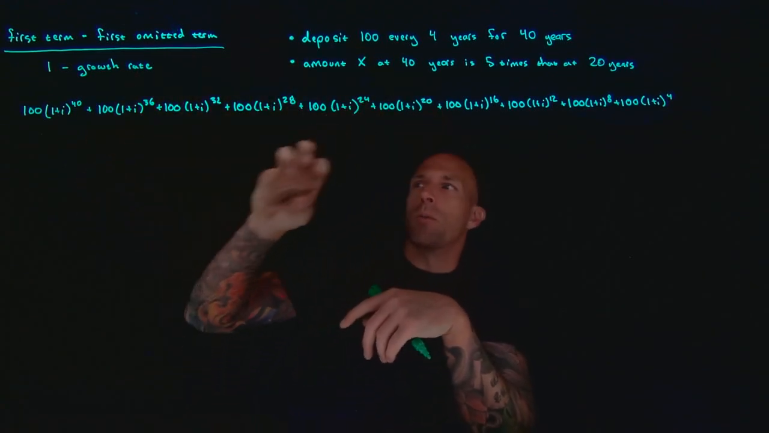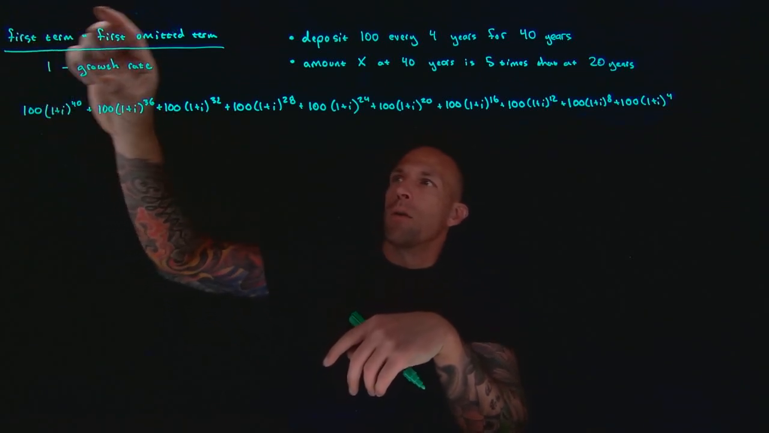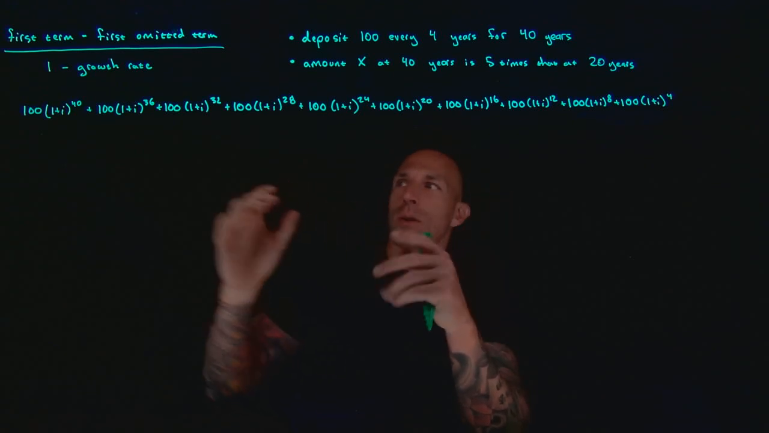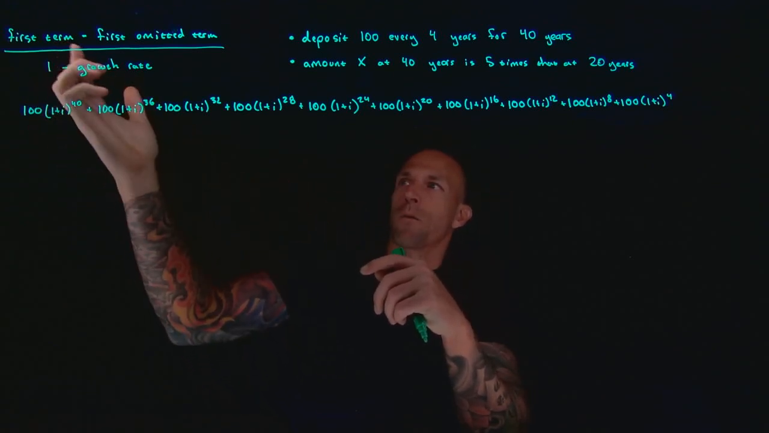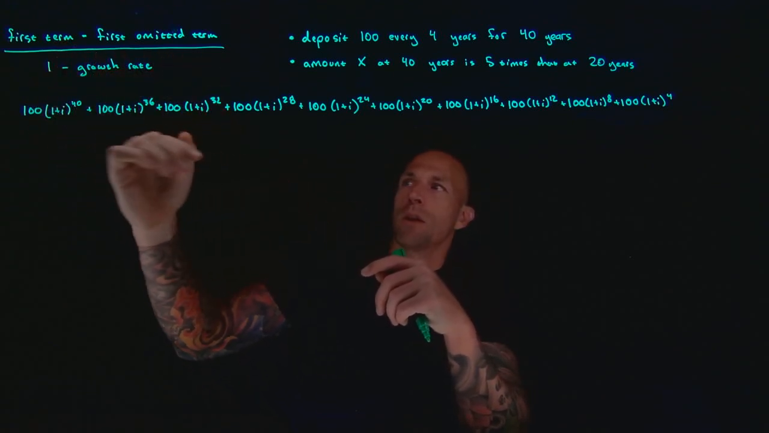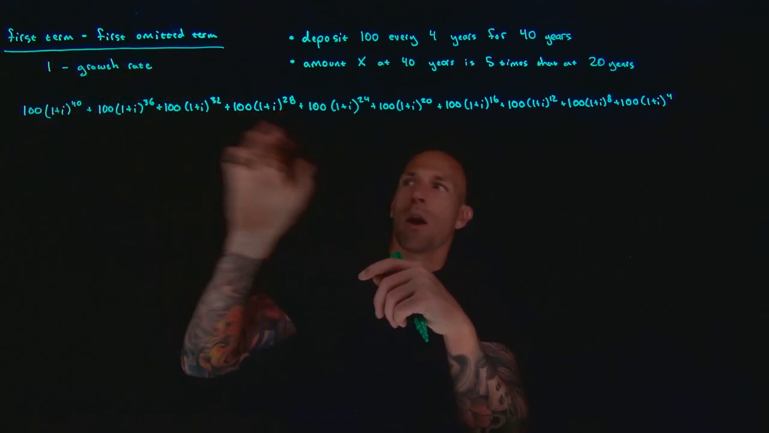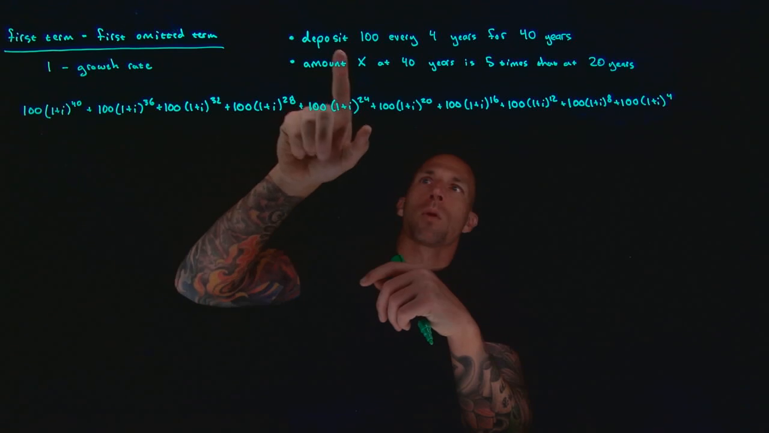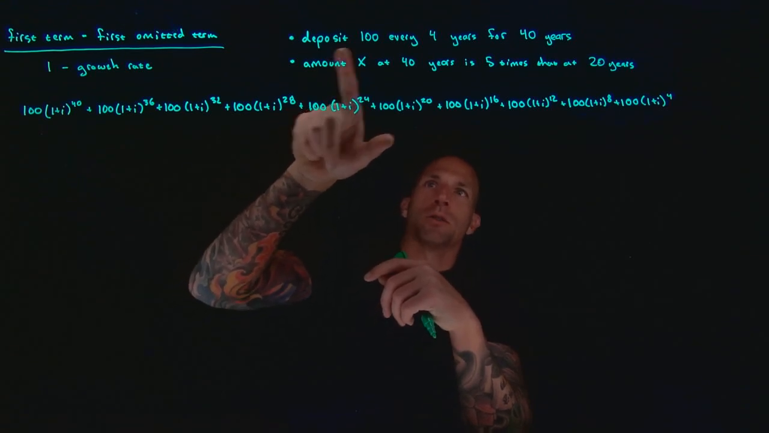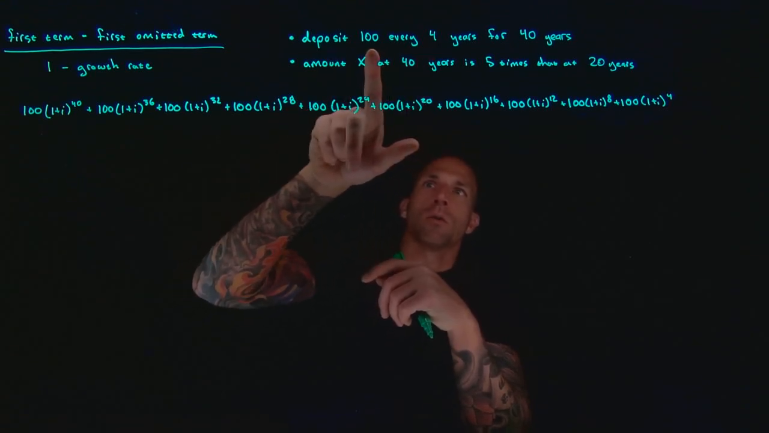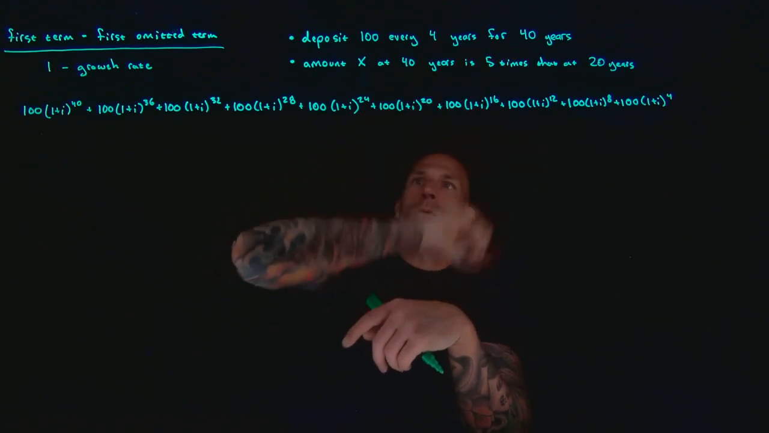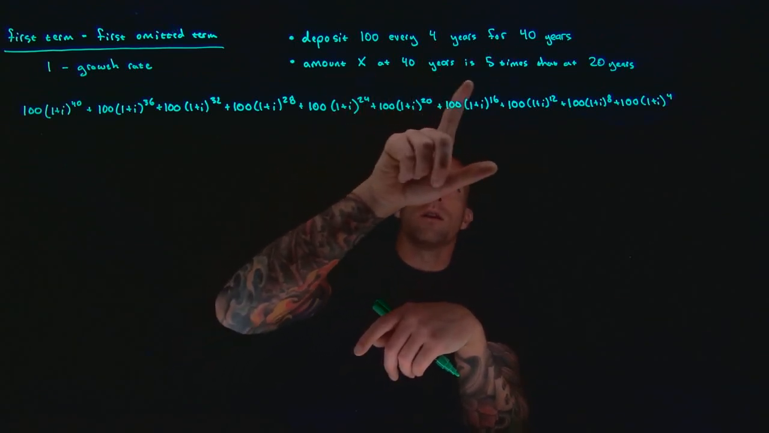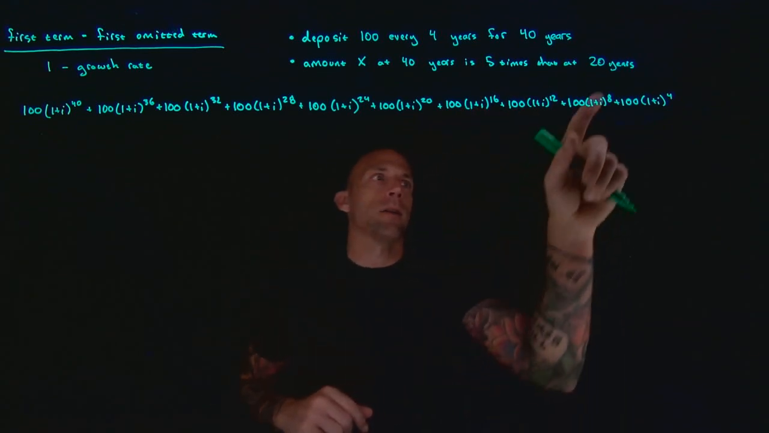I've written out everything we need here. The formula we're going to use to sum up the geometric series is this right here. We take our first term minus our first omitted term and divide that by 1 minus the growth rate. And in this particular problem, we have somebody who's making $100 deposits every 4 years for 40 years. And then the amount X at 40 years is 5 times that of 20 years.